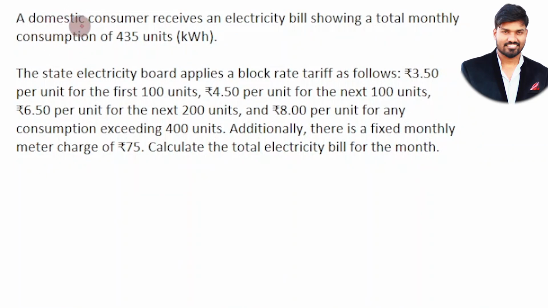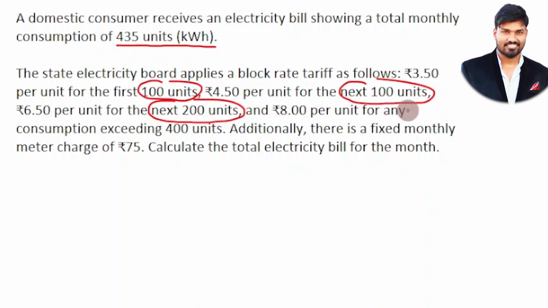Here it is said, a domestic consumer receives an electric bill showing the total monthly consumption is 435 units. Okay, so this is the consumption of the consumer. Now the state electricity board applies a block rate tariff. The tariff is as follows. 3.5 rupees for first 100 units. So this is the tariff structure for first 100 units, and next 100 units, and next 200 units, and above that, exceeding 400, is 8 rupees.